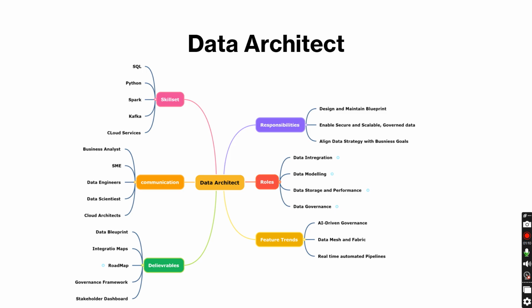Then coming to the roles and responsibilities, he used to design and maintain the architecture blueprint, then enable secure and scalable data architecture. Then he used to align the data strategy with the business goals. Then coming to the various roles like data integration, we used to read the data from multiple systems. We need to integrate into some source systems or staging systems. So that integration part, moving data from one system to another system, how we can integrate these particular components in the architecture. That is about the data integration.